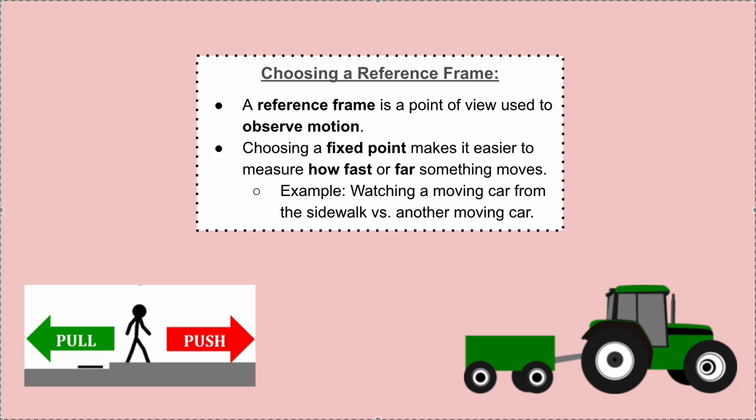When we talk about motion, we need a reference frame, basically a point of view to observe motion. Choosing a fixed point makes it easier to measure how fast or how far something moves. Think of watching a car. If you're standing on the sidewalk, the car looks fast. But if you're in another car going the same speed, it barely looks like it's moving. Choosing a good reference point helps us measure motion clearly.